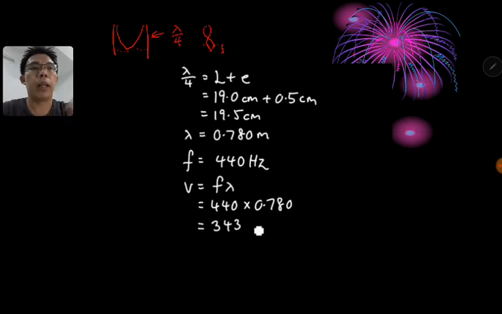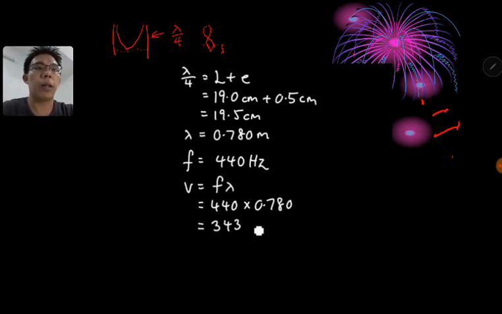And therefore it's L plus E. L plus E, what does that mean? E is the end correction. We call it end correction. It cannot be too big; 0.5 is okay. So it's 19 plus 0.5. That's what he measured just now.